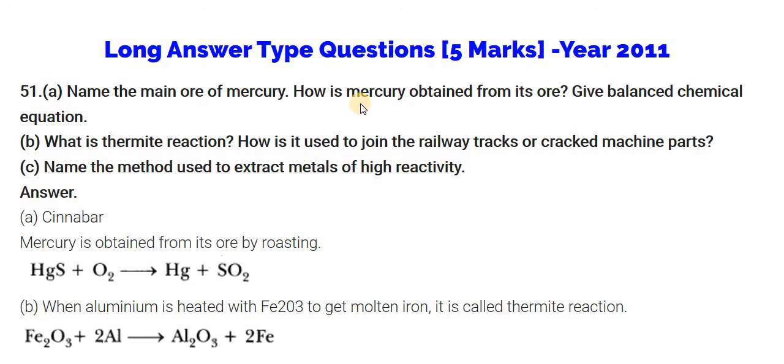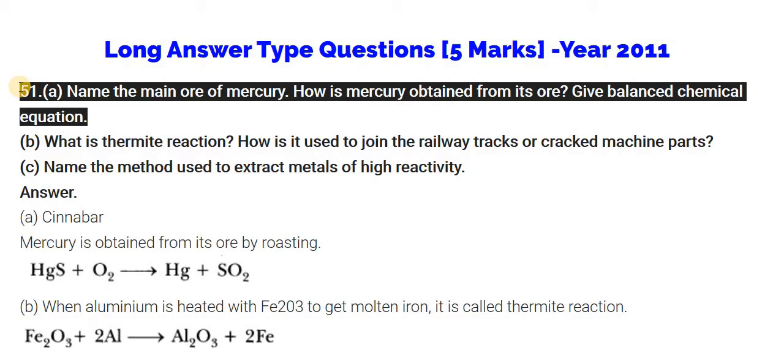Now let's see the next question, a long answer type question that may be asked for 5 marks. Question number 51: name the main ore of mercury.